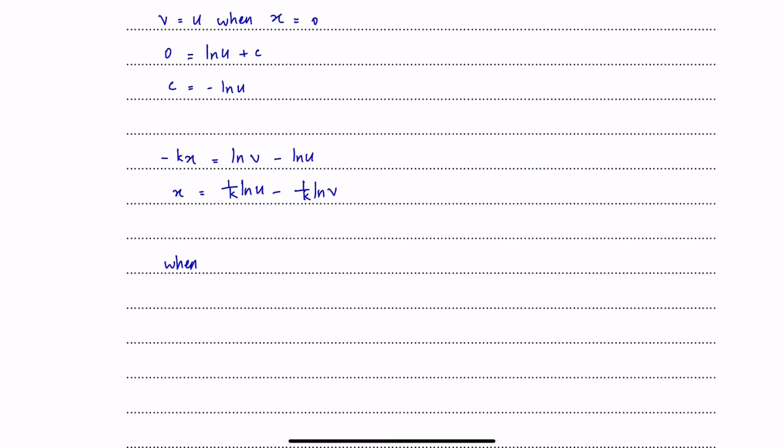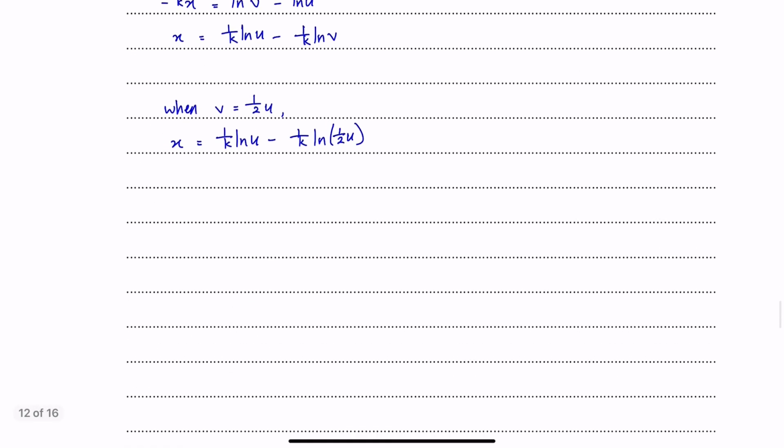So when v equals half u, x is equal to 1 over k ln u minus 1 over k ln (half u). The terms in front are the same, so we can take 1 over k ln (u over half u). And this would give us 1 over k ln 2. Done.